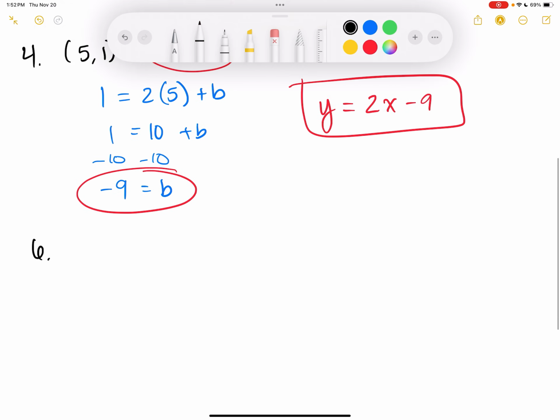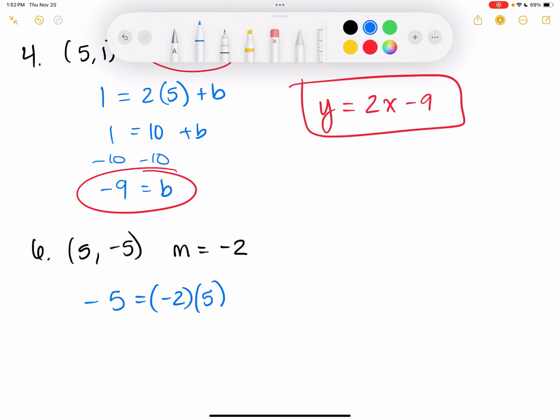Six. The point is (5, -5), and m is equal to -2. So again, they've already given me my slope, so now I just need to find the y-intercept. So we're plugging into y = mx + b. So I've got -5 is equal to -2 times x, which is 5, plus b. So I've got -5 equals -10 plus b.